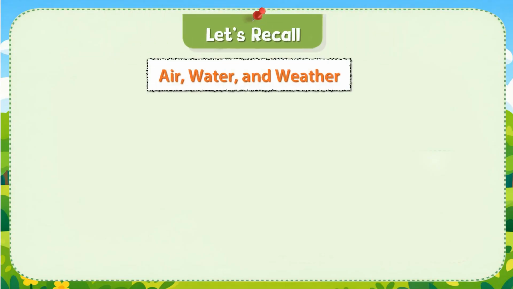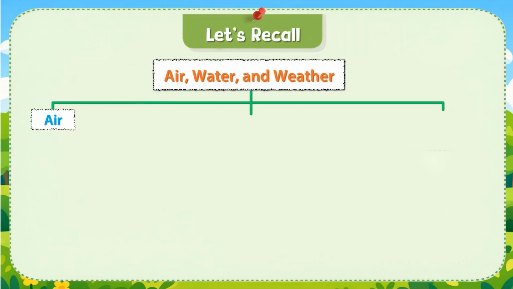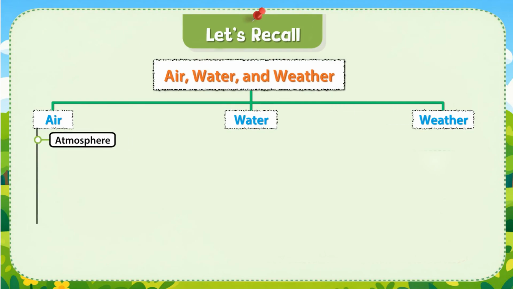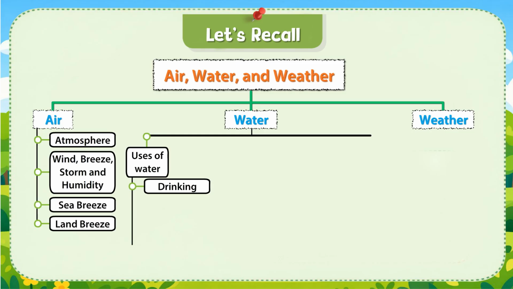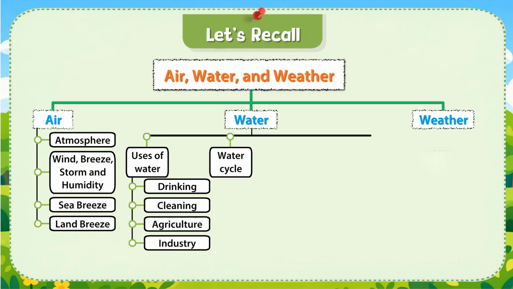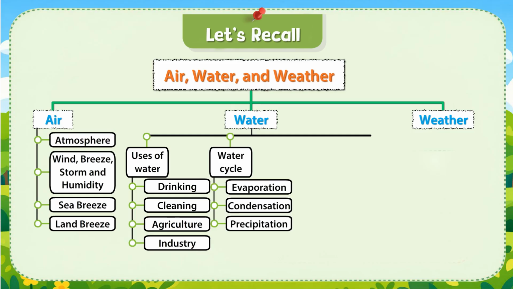Let's recall: air, water, and weather. Air, water, weather; atmosphere, wind, breeze, storm, and humidity; sea breeze, land breeze. Uses of water: drinking, cleaning, agriculture, industry. Water cycle: evaporation, condensation, precipitation.